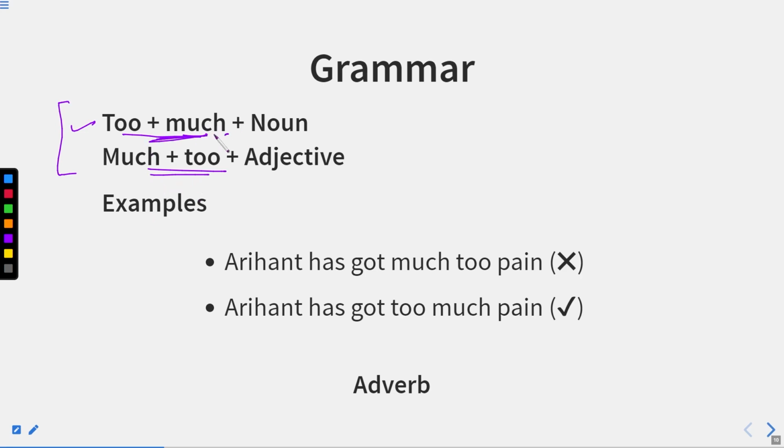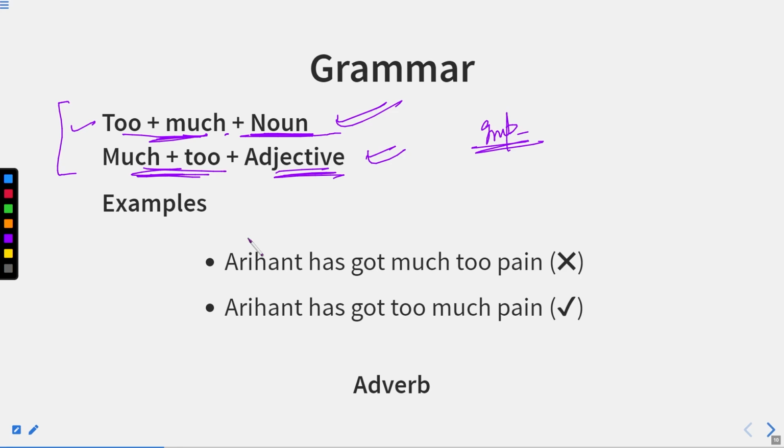Whenever we use too much, it should be followed by a noun. This is very, very important. And if we are using much too, it is followed by an adjective. Now, this is very, very important from the point of view of exams. How? Because while speaking, we do not keep these things in our mind. But now onwards, you should keep these things in your mind.